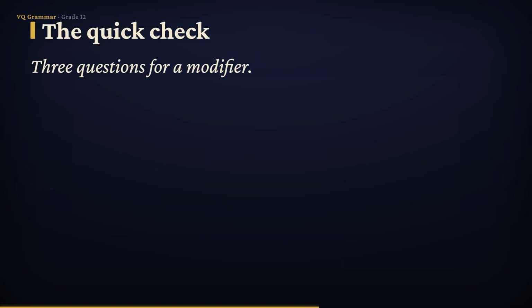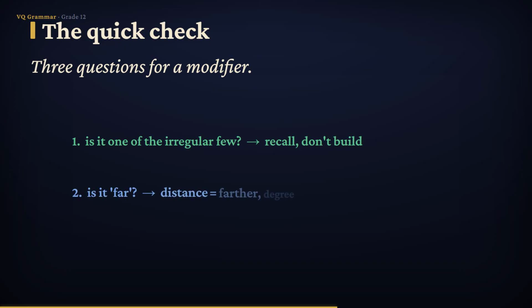Let's boil all of that into a quick check you can run in a second. 1. Is the modifier one of the irregular few? Good, well, bad, badly, little, much, many, or far? If it is, don't build the form, just recall it. 2. Is the word far? Then decide your meaning. Real distance takes farther. Figurative degree takes further. And 3.